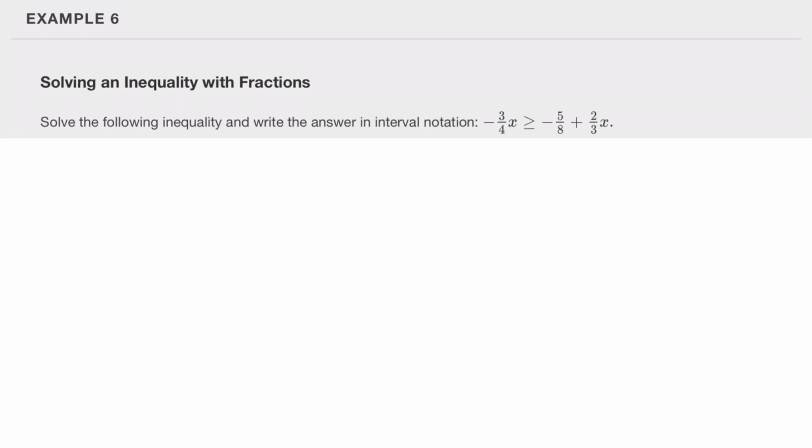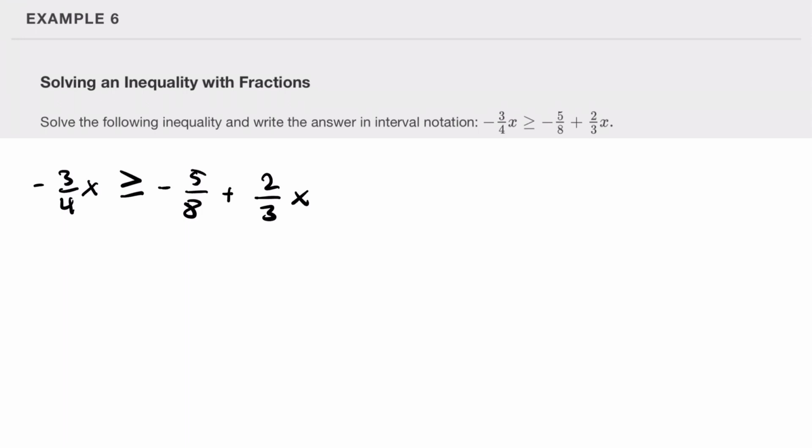Okay, this one asks us to solve the following inequality and write the answer in interval notation. So let me see, we have negative 3/4 x is greater than or equal to negative 5/8 plus 2/3 x. Whenever I have fractions, I'm a fan of clearing out the fractions.